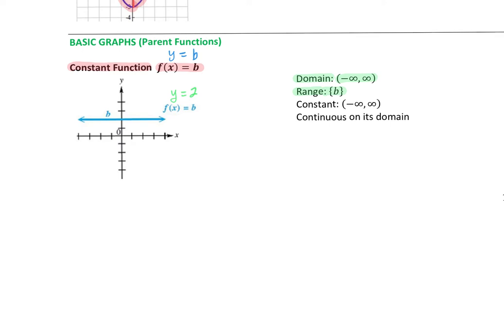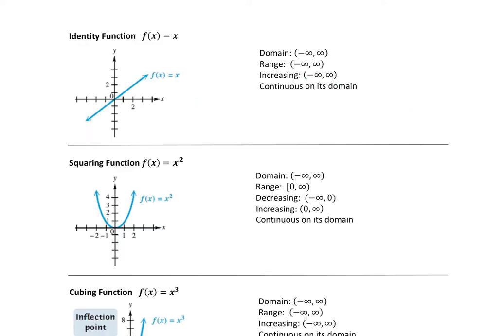In the example we have here, the range is just going to be 2, because y is always equal to 2. It's going to be constant, so it doesn't increase or decrease from negative to positive infinity, and it's continuous on its domain. I do not have to lift up the pen when I sketch the graph. We'll look at some more functions.